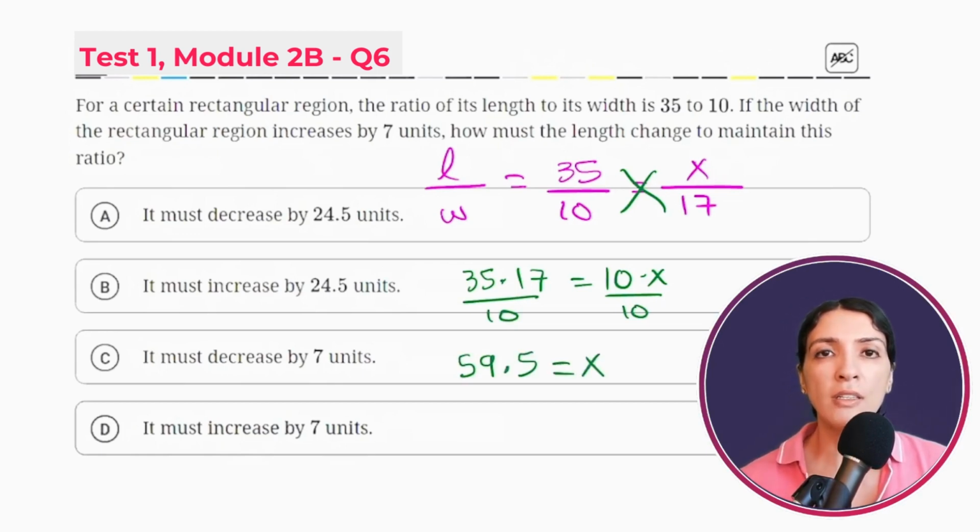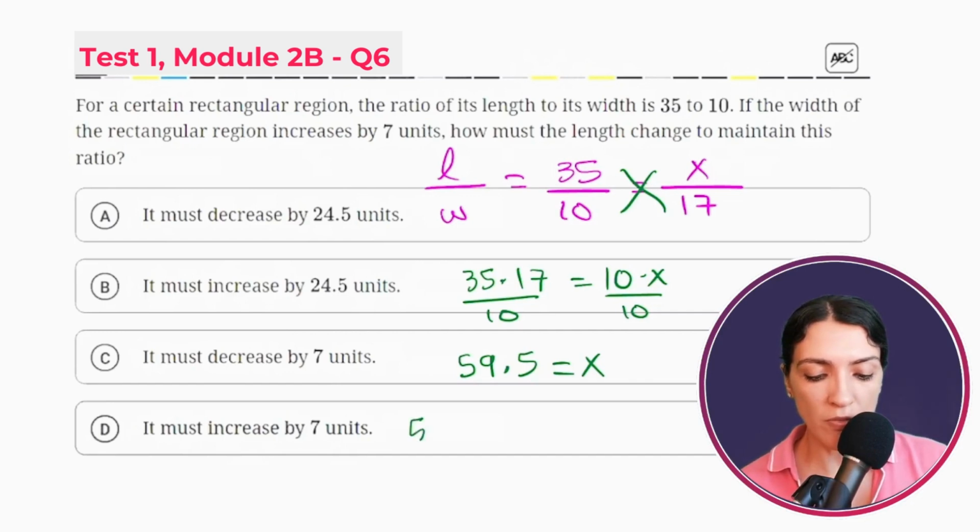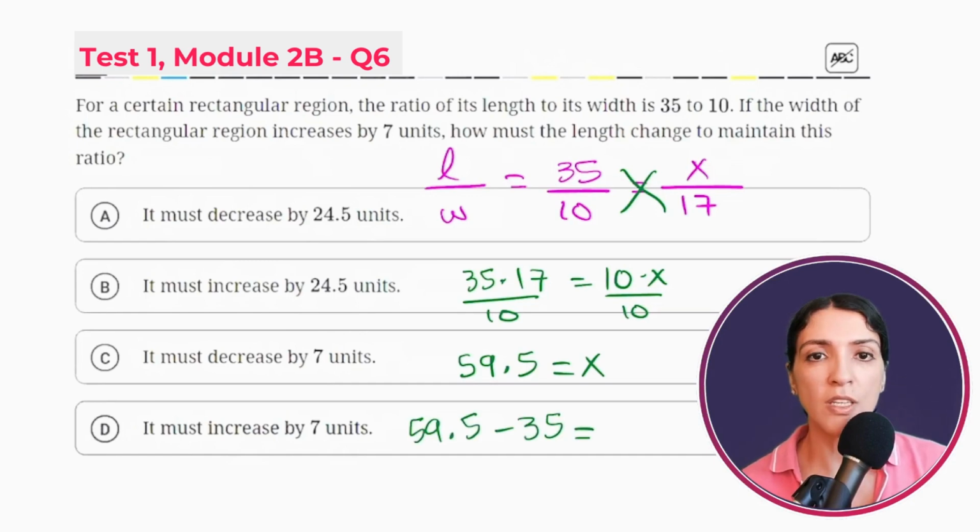Now, the question didn't ask us what's the new length. It's asking by how much do we have to change the length in order to preserve this ratio. So they're asking for the difference between these two lengths. So the answer would be 59.5 minus 35, which would give us 24.5, which is choice B.